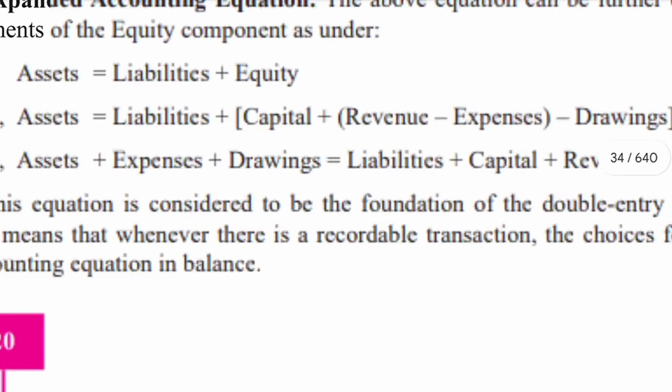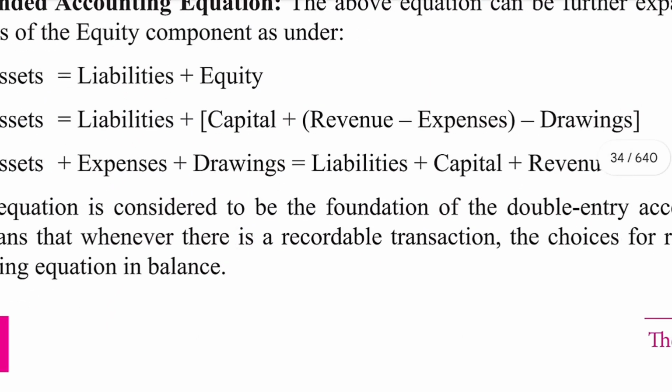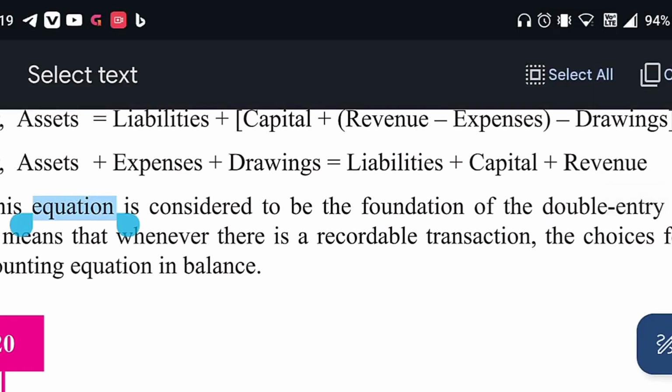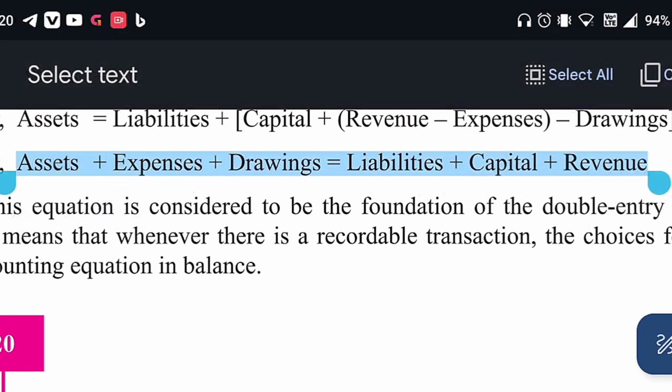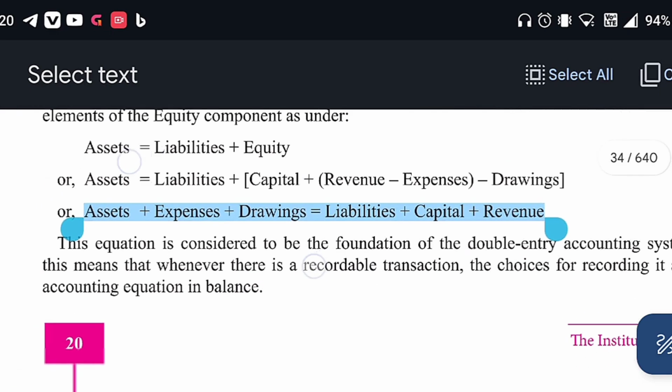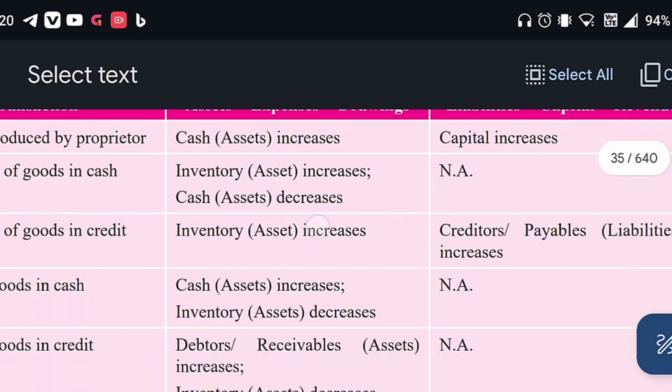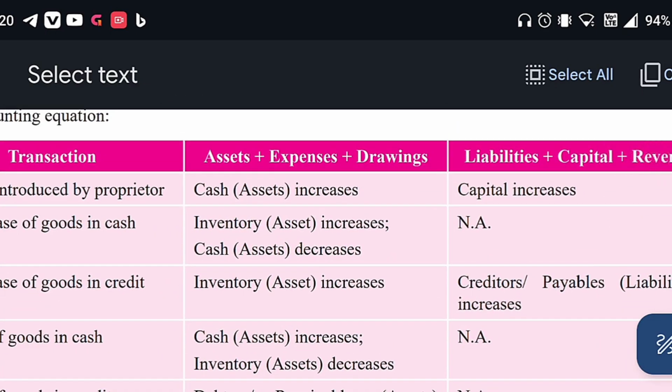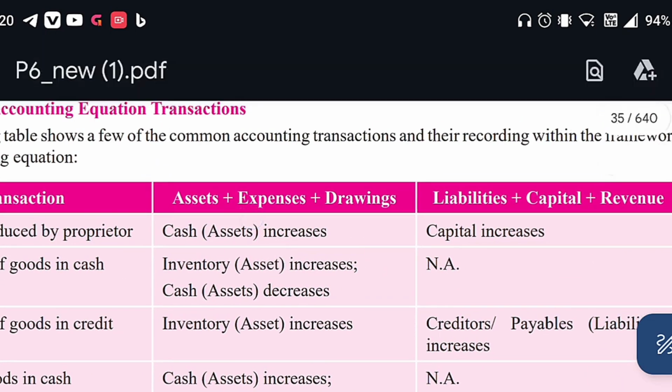Then, after taking those amounts out of the bracket, we will get the final equation as this. That means asset plus expenses plus drawings should be equal to liabilities plus capital plus revenue. And using this equation, we are further discussing these transactions. You can see asset plus expenses plus drawings should be equal to this.